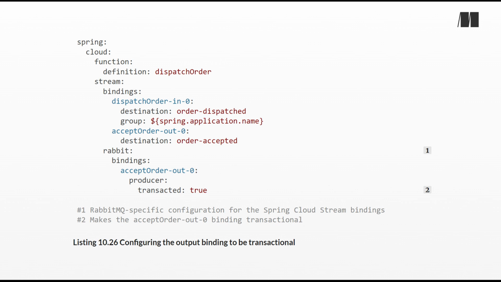Spring Boot comes preconfigured with transaction management functionality and can handle transactional operations involving relational databases, as you learned in Chapter 5. However, the channel established with RabbitMQ for the message producer is not transactional by default. To make the event publishing operation join the existing transaction, we need to enable RabbitMQ's transactional support for the message producer in the application.yml file. Listing 10.26, configuring the output binding to be transactional.